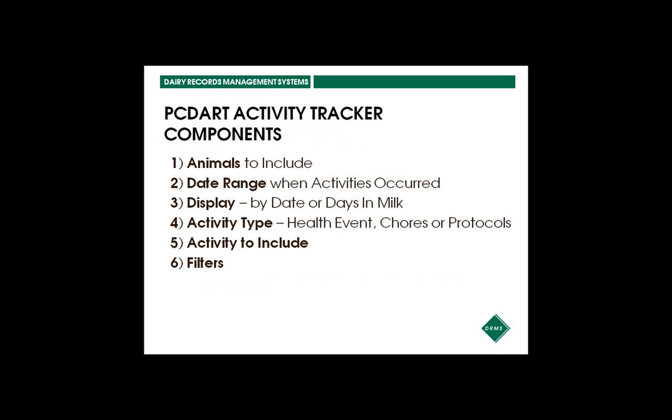There are six basic components to setting up and using Activity Tracker in its simplest form. The user has to choose which animals to include, the date range when they want to look at activities that occurred, how they want to display the table, what type of activities they want to choose, which activities specifically they want to include on the report, and lastly any filters to narrow down the number of cows or which events over which time periods they may want to look at.